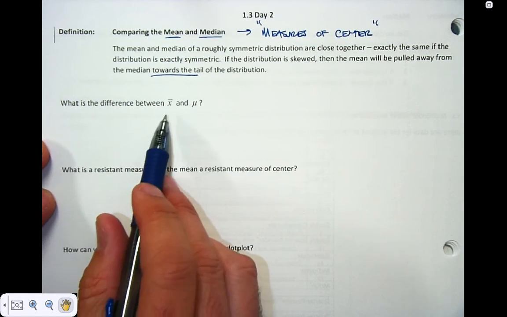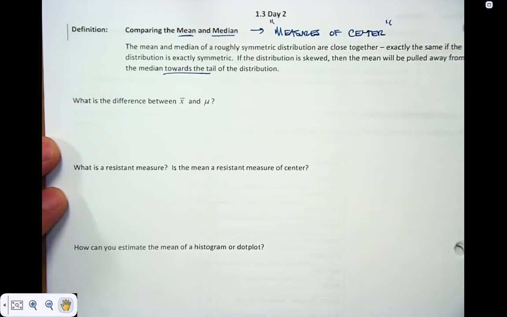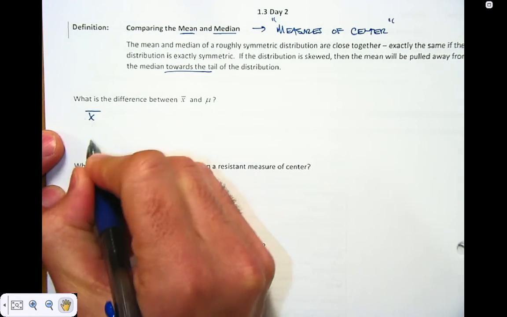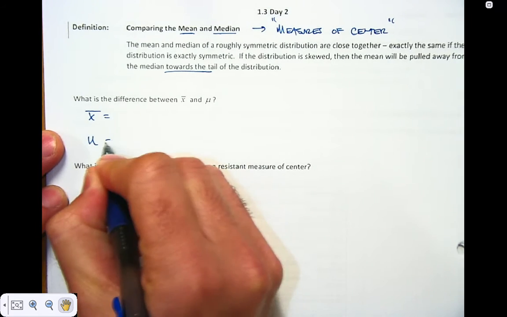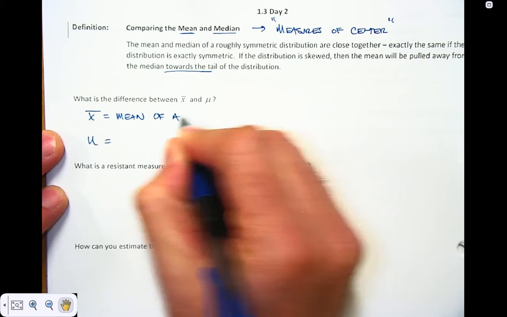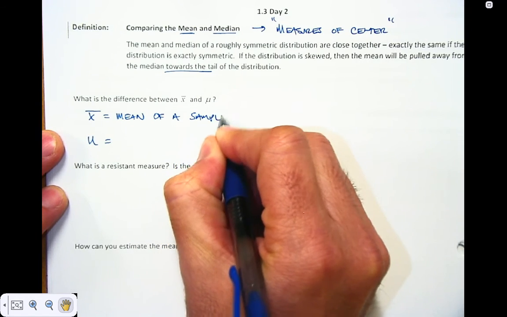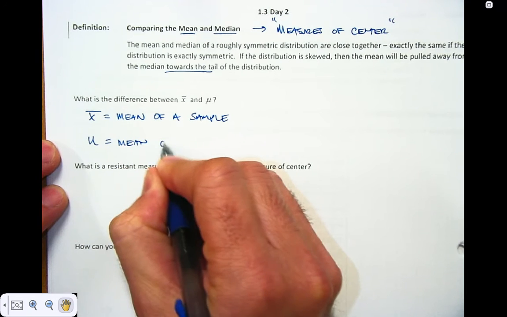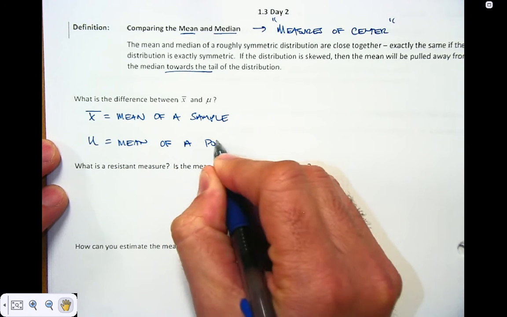Let's talk about the difference between X bar and mu. Statistics gets ugly because of all the notation, and these two things are definitely different. X bar is the mean of a sample, and mu is the mean of a population.